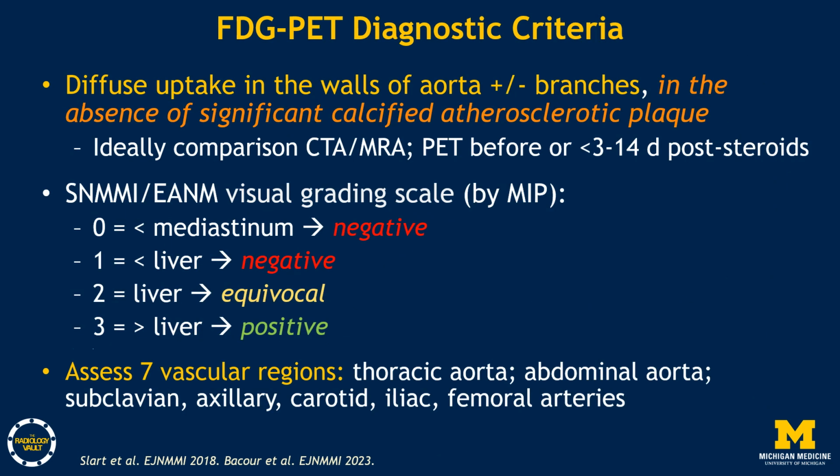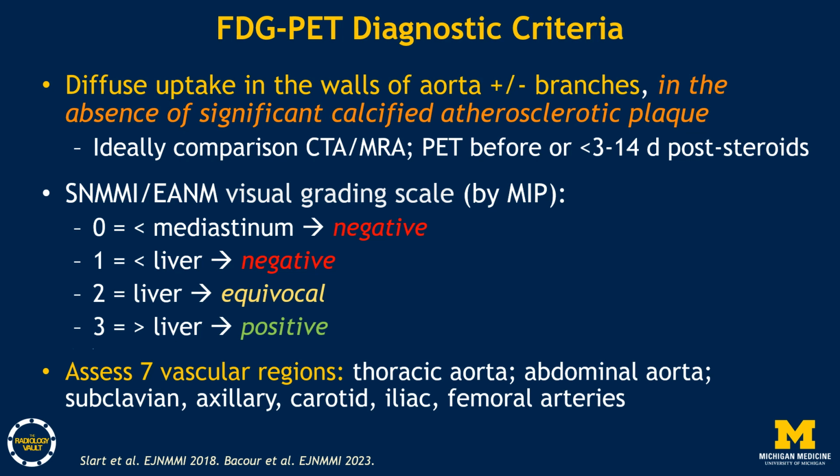So what kind of diagnostic criteria do we have in order to determine if a PET scan is positive for active inflammation or active vasculitis? Well, you want to look for diffuse uptake in the walls of the aorta or other large arterial branches, and this should be in the absence of significant calcified atherosclerotic plaque. Ideally, you have a comparison recent CT or MR angiogram to compare and look for the sites of potential disease, and ideally PET should be obtained early in the disease course before steroids are initiated or shortly after to improve sensitivity.